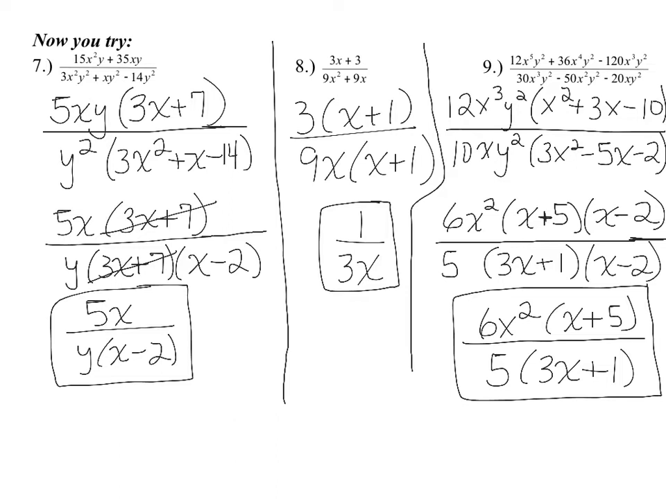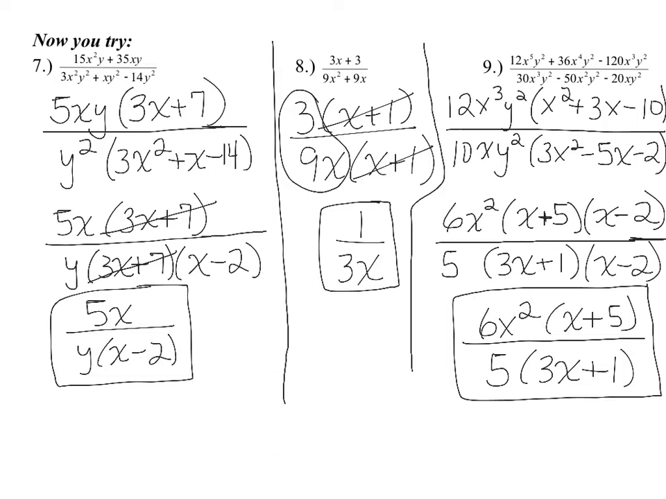In number 8, what I did is on the top, all you can do is pull out a GCF of 3, you're left with x plus 1. In the bottom, all you can do is pull out your GCF of 9x, and you're left with x plus 1. And then these x plus 1s, well, they cancel out. And then if you take a look at the 3 over the 9x, 3/9 reduces to 1/3, so 3 over 9x reduces to 1 over 3x.